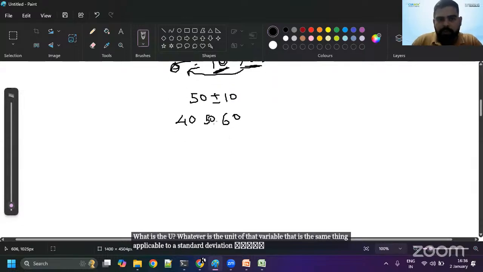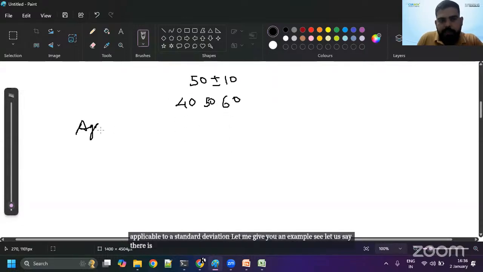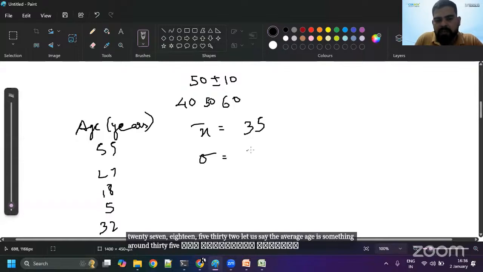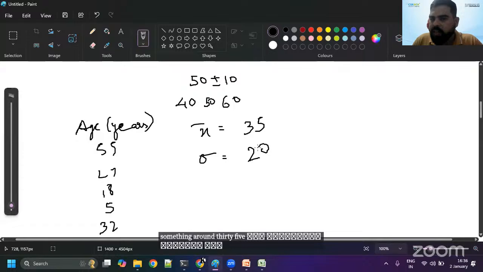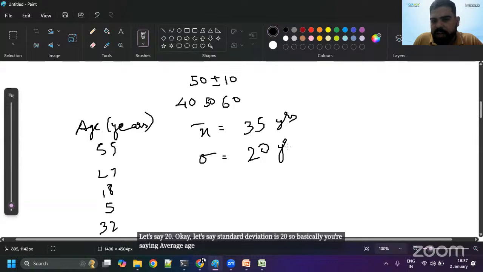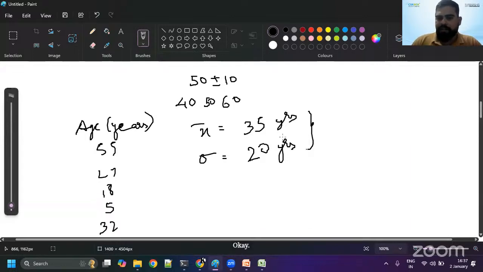Whatever is the unit of that variable, that is the same thing applicable to your standard deviation. Let me give you an example. Let's say there is age. Age is in years, right? So let's say you have age values 55, 27, 18, 5, 32. Let's say the average age is around 35 and the standard deviation is 20. So you're saying average age is 35 years, standard deviation is 20 years. That means your data has a big standard deviation.